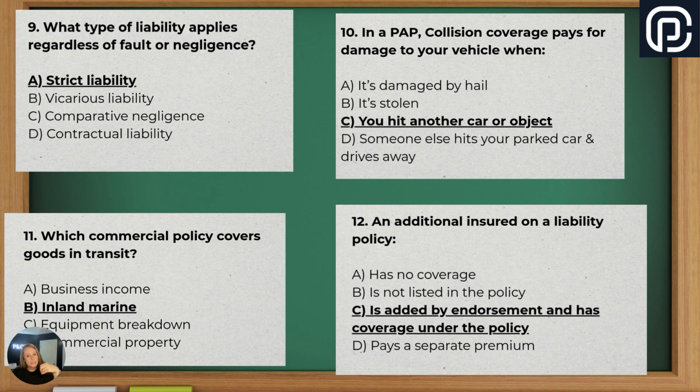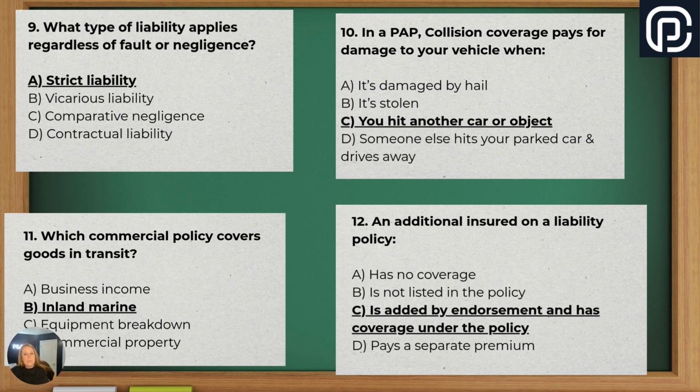Both of these, collision and comprehensive, or they might say collision and other than collision, they both fall under coverage D, which is damage to your auto, right? This is coverage when it's on your personal auto policy. This is coverage for you, your own, the insured's vehicle, your own vehicle. This is not liability. This is coverage for the insured, right? This is first party benefits for the insured. So this is coverage for your own vehicle.